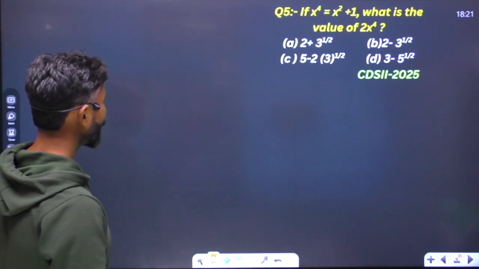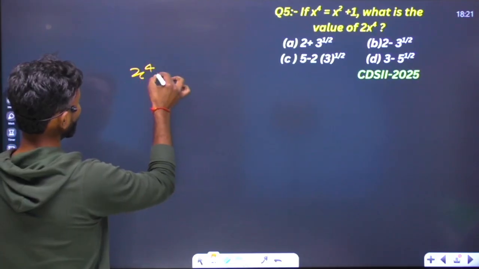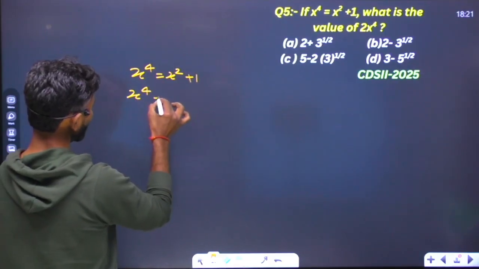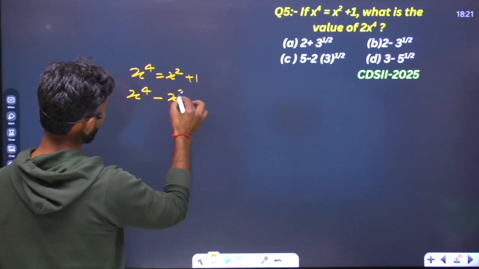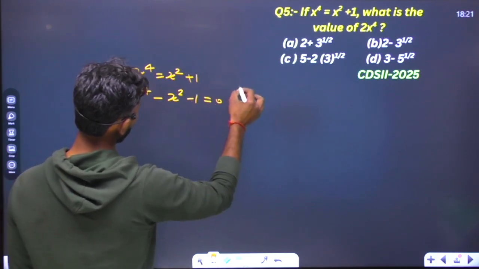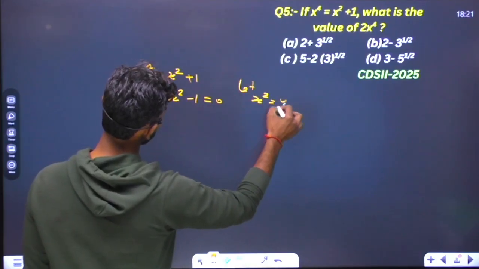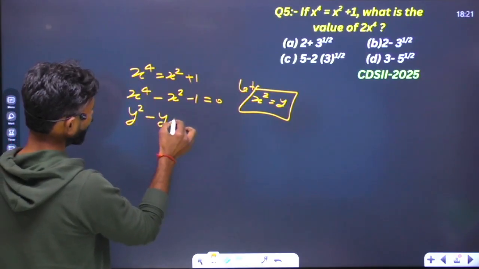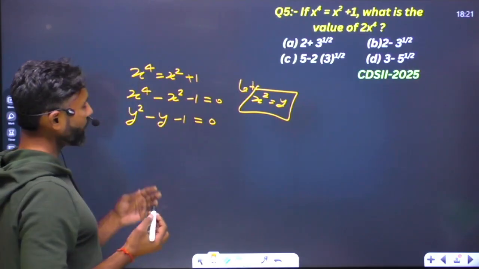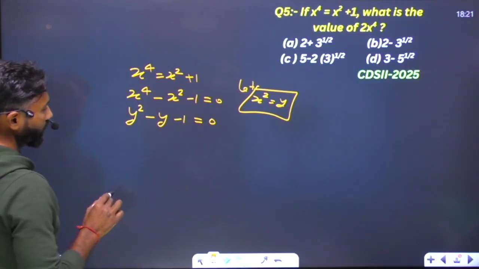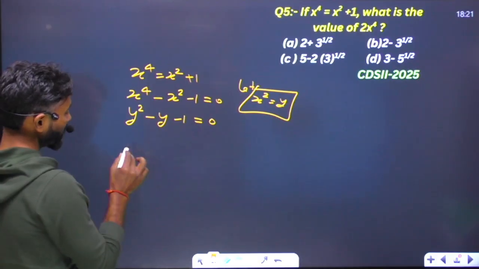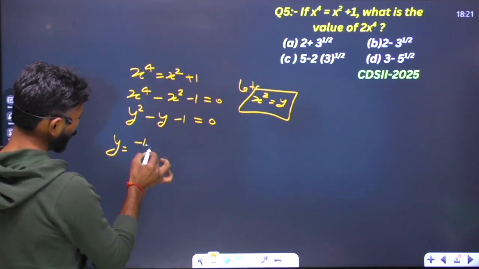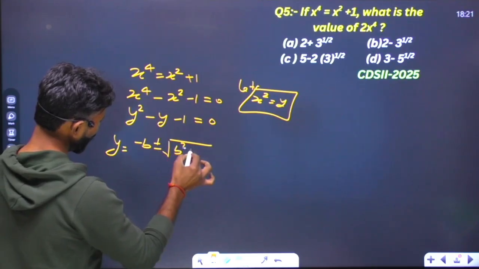Okay. I can say that x to the power 4 equals x square plus 1. Okay. And it can be simplified like x to the power 4 minus x square minus 1 equals 0. Let x square equal to y. So it will be like y square minus y minus 1 equals 0. Now I have to calculate the value of y only first. Okay, so I am going to use the Sridharacharya formula. y will be equal to minus b. You know the formula, minus b plus minus under root b square minus 4ac upon 2a.